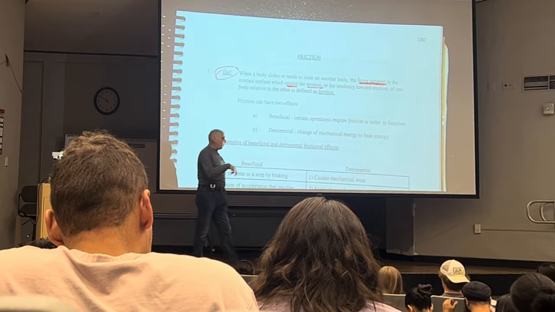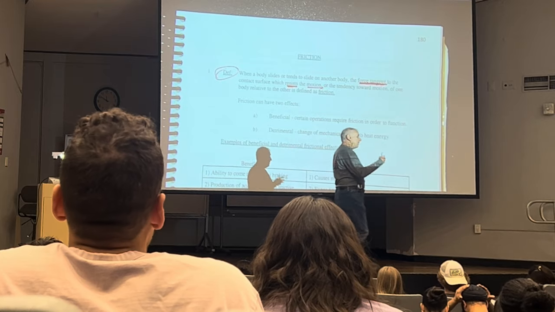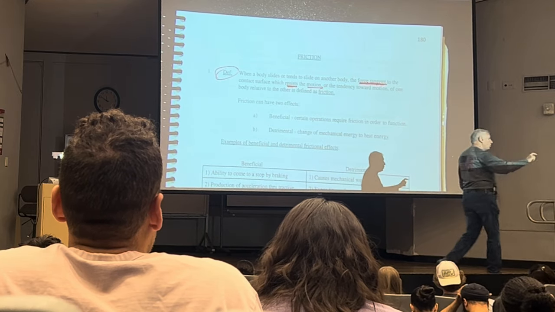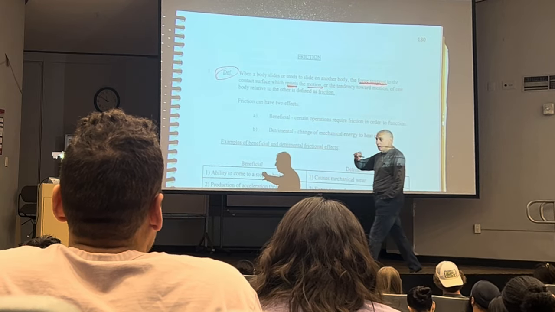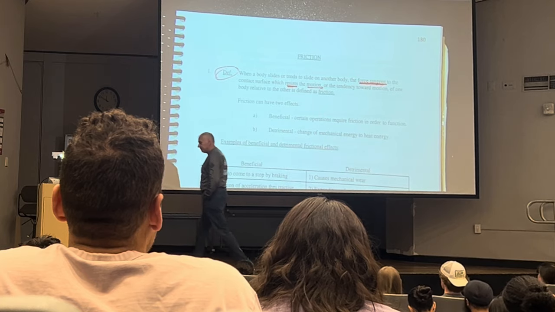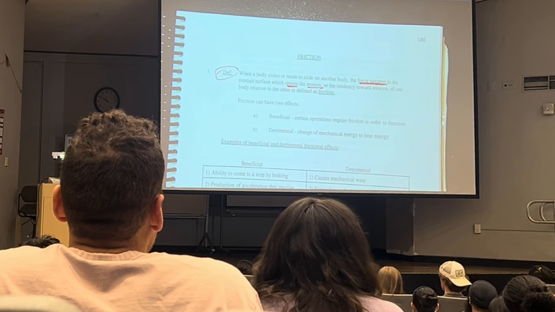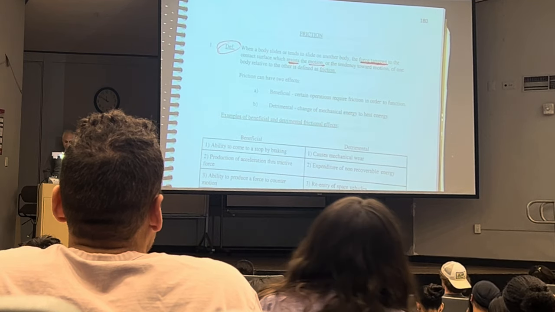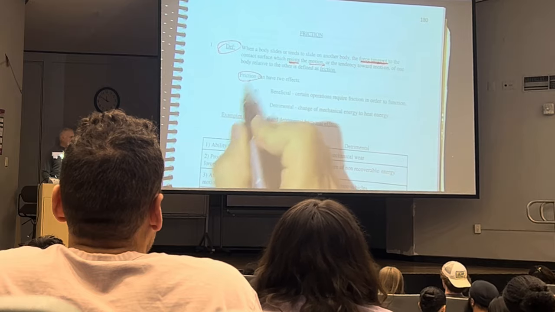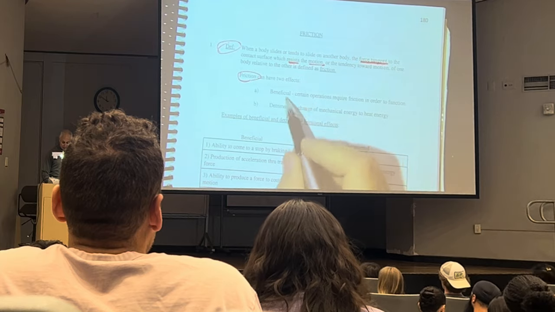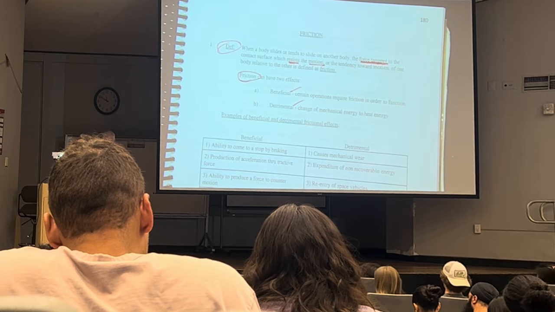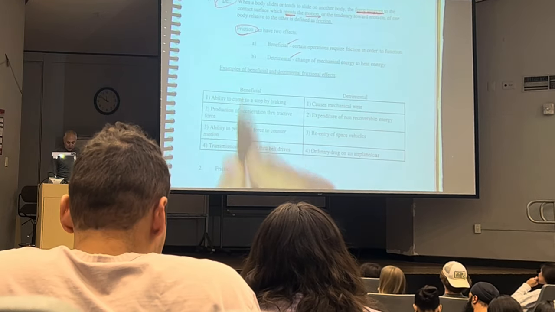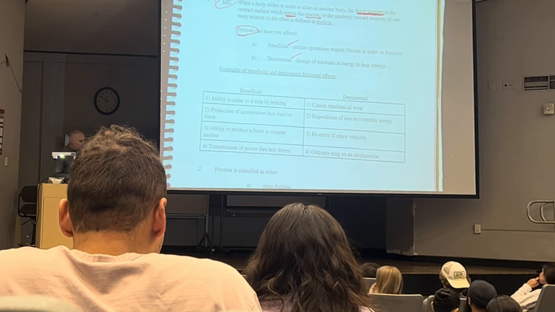So two things about it. One, it's a tangential force, and it's a force that exists between two surfaces. And it's going to oppose motion or the tendency towards motion. If you have motion, you're going to have a different effect. Now, most people think of friction as bad. Actually, there's a beneficial and a detrimental side to it. In the table, you'll see beneficial forms and detrimental forms.